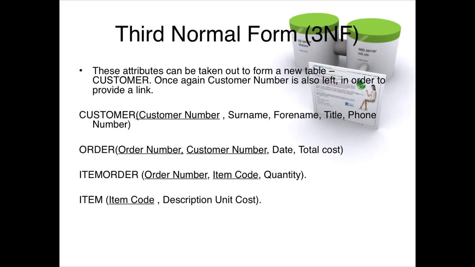This means we can tidy it up and produce a new table, which we'll call customer. And what we'll do is grab all those fields and take them out and put them in that customer table. So now we have our four tables that make up our third normal form.